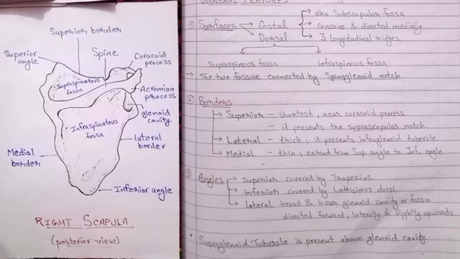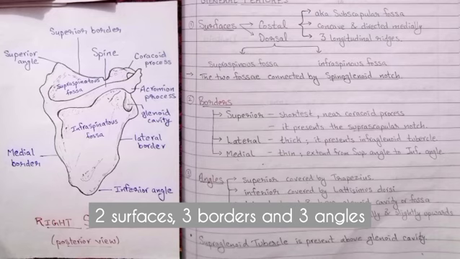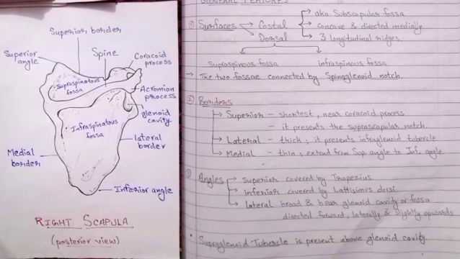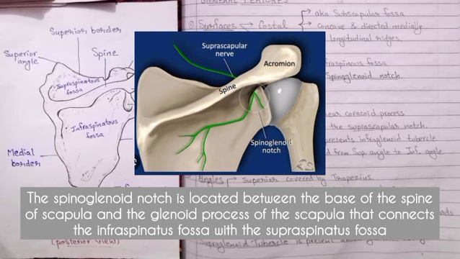The scapular bone has two surfaces, three borders, and three angles. Two surfaces are costal surface and dorsal surface. Costal surface is concave and directed medially, having three longitudinal ridges. The spinous process divides dorsal surface into supraspinatus fossa and infraspinatus fossa. These two fossa are connected by the spinoglenoid notch. The spinoglenoid notch is located between the base of the spine and the glenoid process of the scapula.